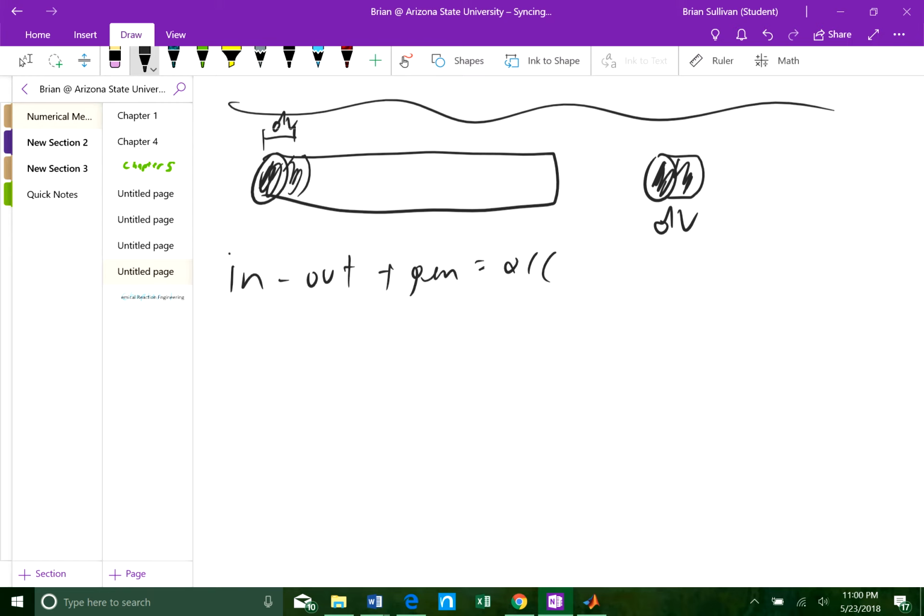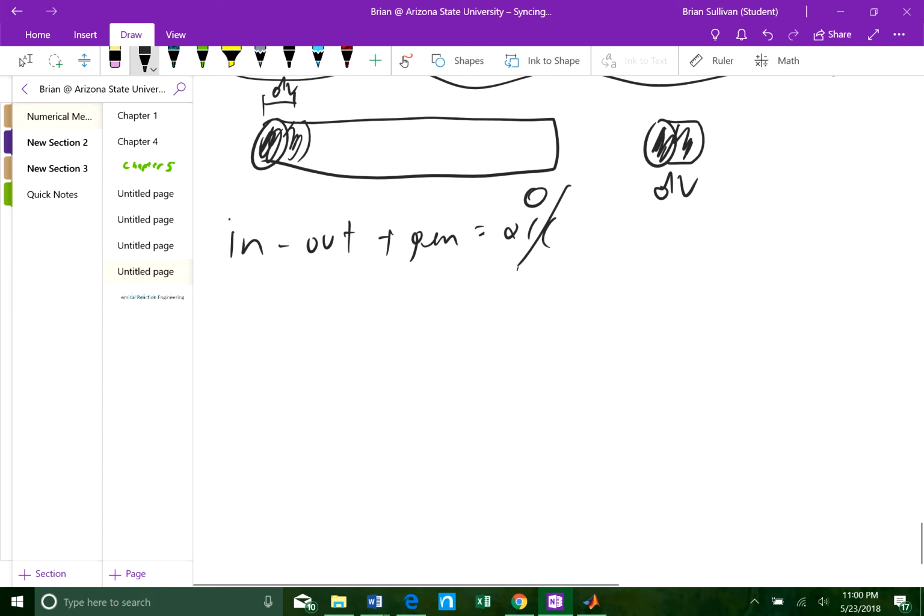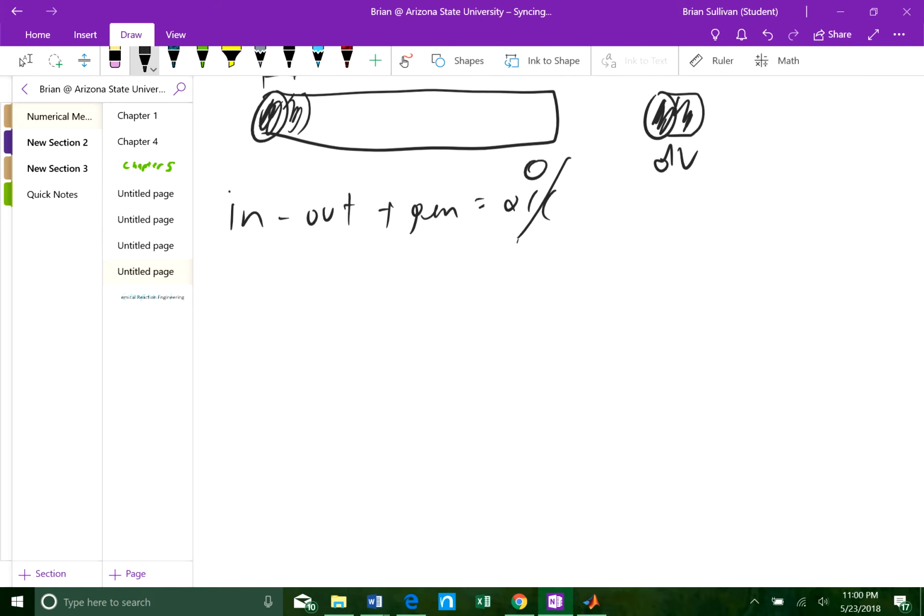Now, for anything that has a continuous flow going through it, at least for this class, it's usually going to be at steady state. Pretty sure there's a chapter in the back that does unsteady state, and then the equations get a little more advanced. You have to use MATLAB. There's a lot of stuff there. But for now, accumulation is equal to 0.